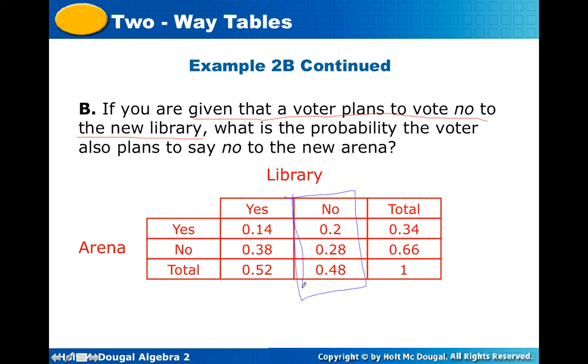What is the probability that the voter also says no to the new arena? So now I'm looking at my column for no to the library because that's my given. Now I'm going to pinpoint inside of that given who also says, nope, I don't need a new arena either. So there's our highlighted, double shade. We divide the top number by our given, and it gives us approximately 58% of people said neither. No, thank you.